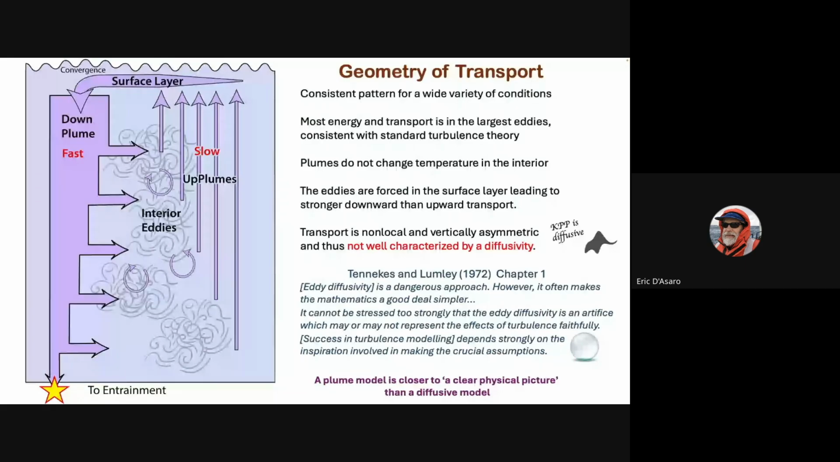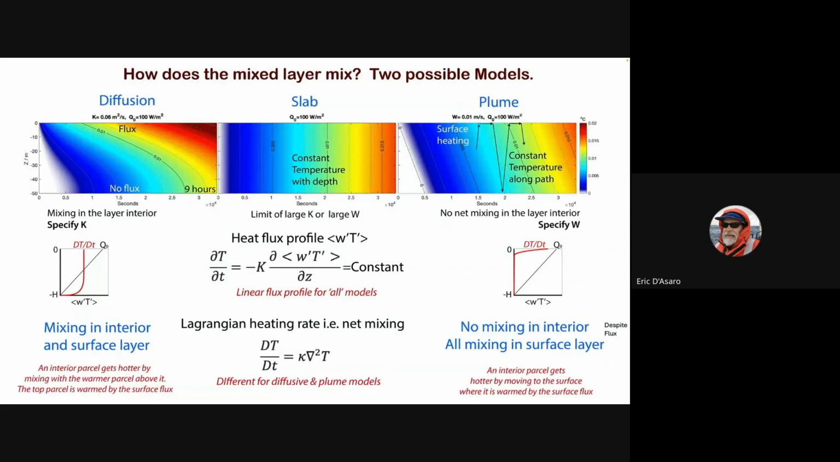And if you didn't believe that, you could say success in turbulence model depends strongly on the inspiration involved in making the crucial assumptions, which is exactly what Fermi said. You have to have a clear physical insight. And the claim here is that a model like this is closer to a clear physical picture than a diffusive model. Okay. You can leave now, but just same thing.